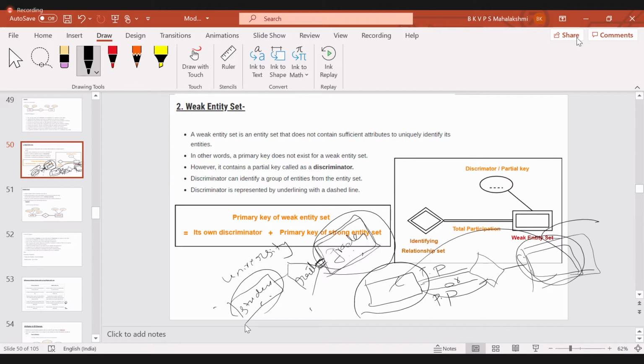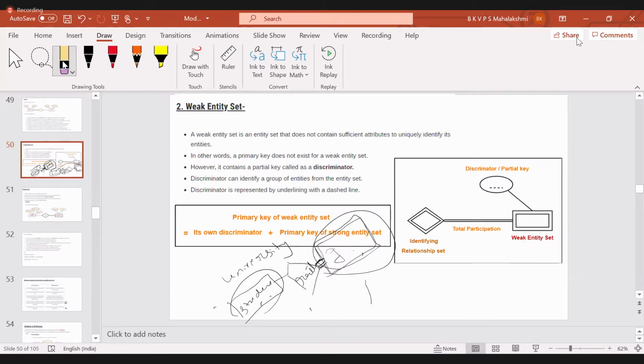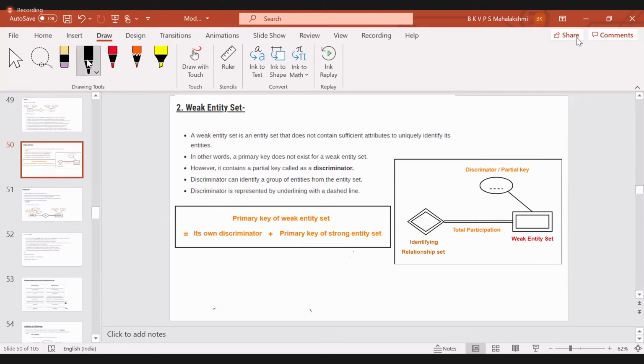Understand? That is what here from the weak entity, if you relate a relationship with any other entity, you should put the two double lines from the weak entity to the relationship. But from the weak entity, you should draw the symbol for the relationship also, a double rhombus symbol, a double lined rhombus symbol.